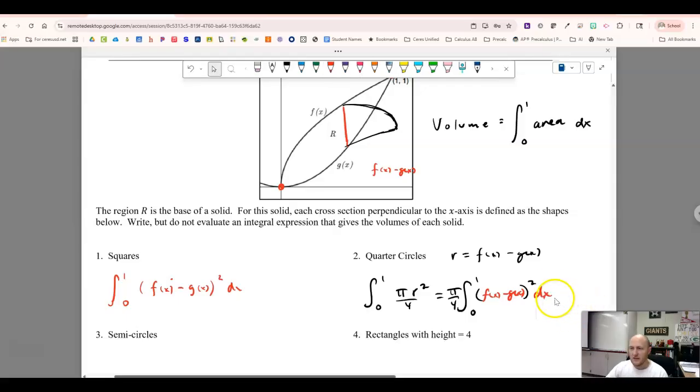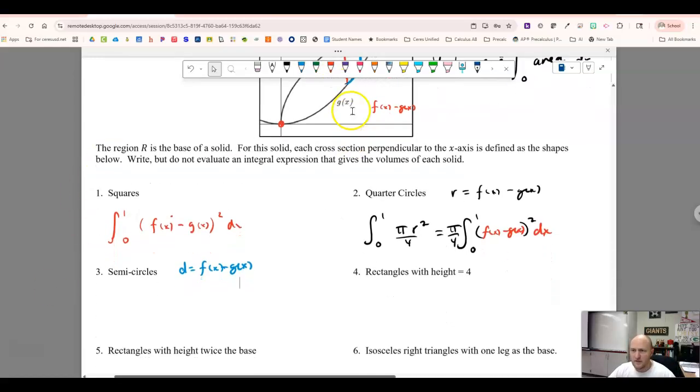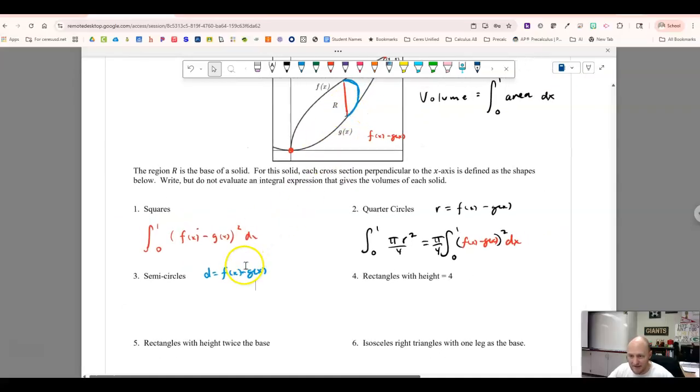Okay, now this changes. What if it's a semicircle? Now, let me go ahead and edit this up here. So that was a quarter circle. What if it's a semicircle, half of a circle? Ooh. So now what you're looking at is diameter. F of x minus g of x, that distance is diameter. So how do I find radius? Well, I have to take half of that.